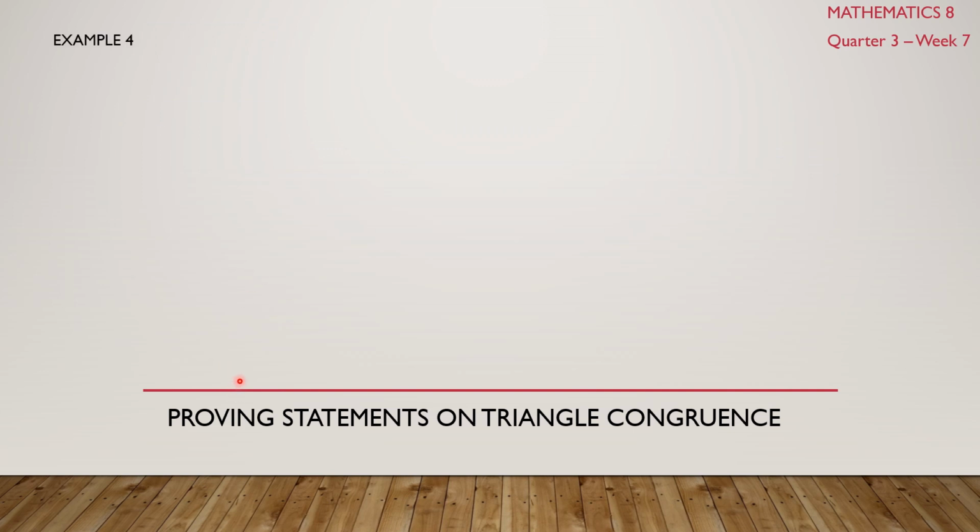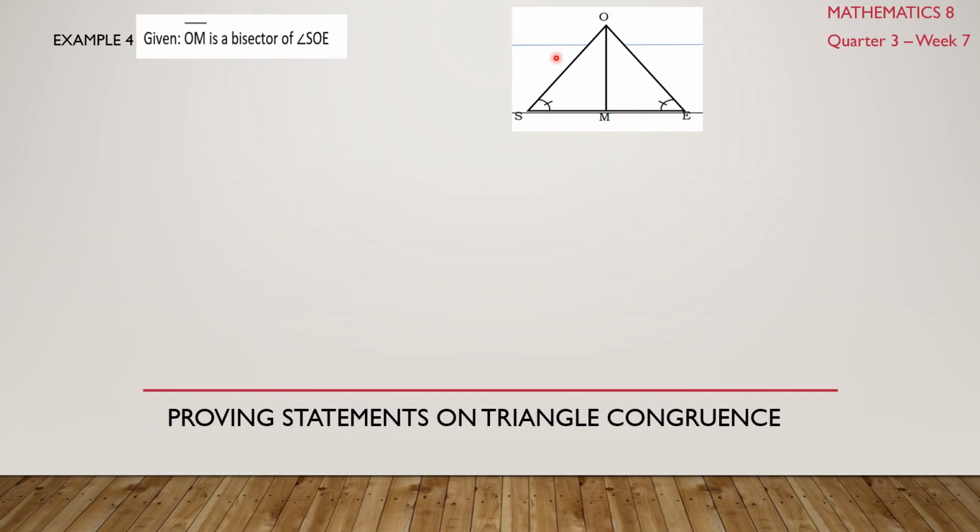So example number 4. This is the figure for example number 4. Given: segment OM is a bisector of angle SOE. So ibig sabihin, segment OM is an angle bisector. And when we say angle bisector, it is a line or segment that divides the angle into two equal angles.